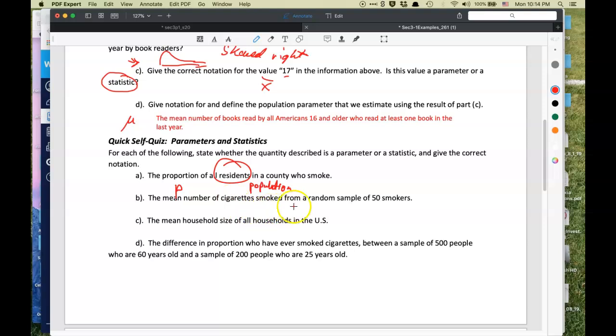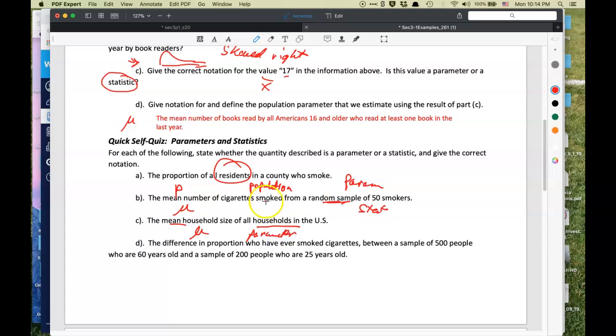Mean number of cigarettes smoked. Well, it's a mean, so it's quantitative, from a random sample. So that's a statistic. This, of course, was a parameter here, and the mean is mu. All right, the mean household size of all households: household size is quantitative, so that's mu, and that's a parameter.